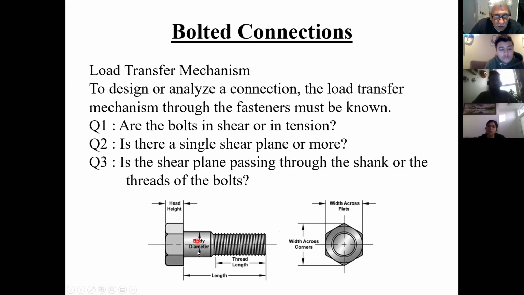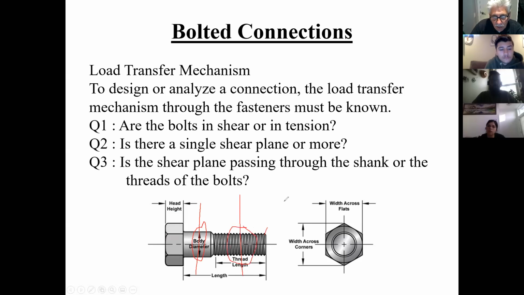Okay, so this part here is called the shank. And this is the threaded part. Now, you can appreciate that if the shear force is going right through the shank of the bolt, then it has all of this material to resist the shear. And if the shear force is going through here, then it only has this material.